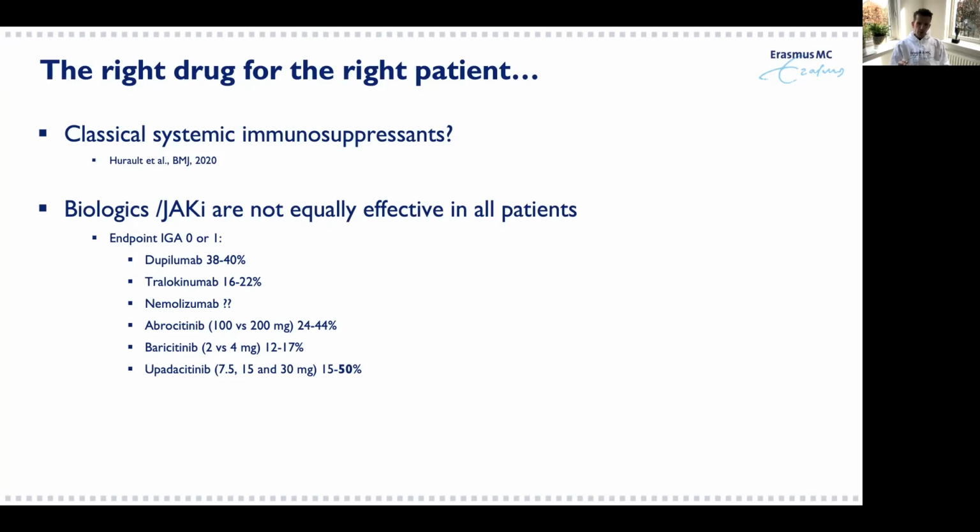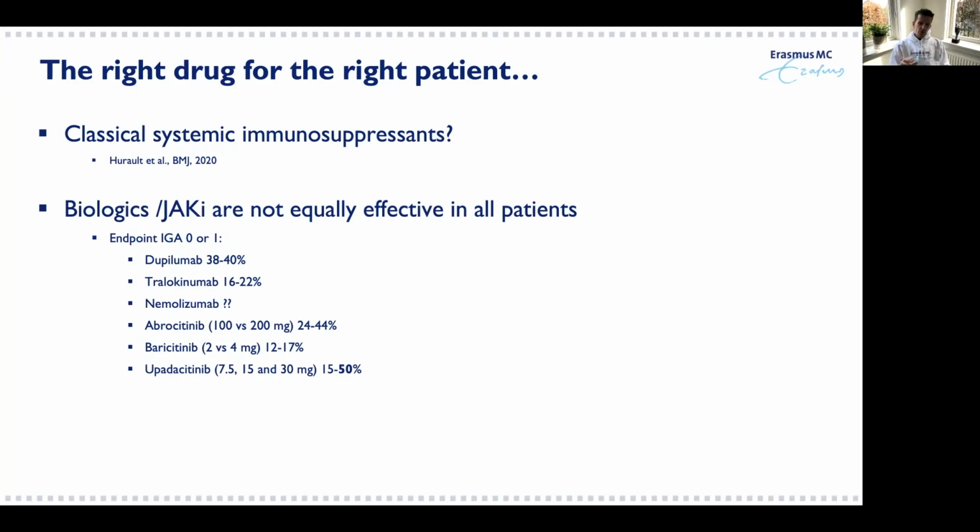We know that both biologics and JAK inhibitors are not equally effective in all patients. When you look at a very strict endpoint, IGA 0 or 1, so clear or almost clear, these are the super responders to treatments. That is true for a maximum of 40% of patients on dupilumab. I'm not saying that the other 60% do not respond, but the best responders, the excellent responders, are about 40% for dupilumab. For the other biologics, the studies are not the same, so these percentages are just an indication, but it's usually less than 50% of the patients that are excellent responders.